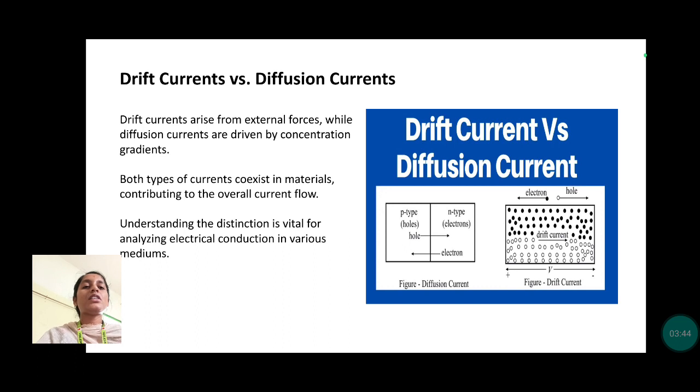Drift current versus diffusion current. Drift current arises from external forces, while diffusion currents are driven by concentration gradients. Both types of currents coexist in materials, contributing to the overall current flow. Understanding the distinction is vital for analyzing electrical conduction in various mediums. P type: holes. N type: electrons.